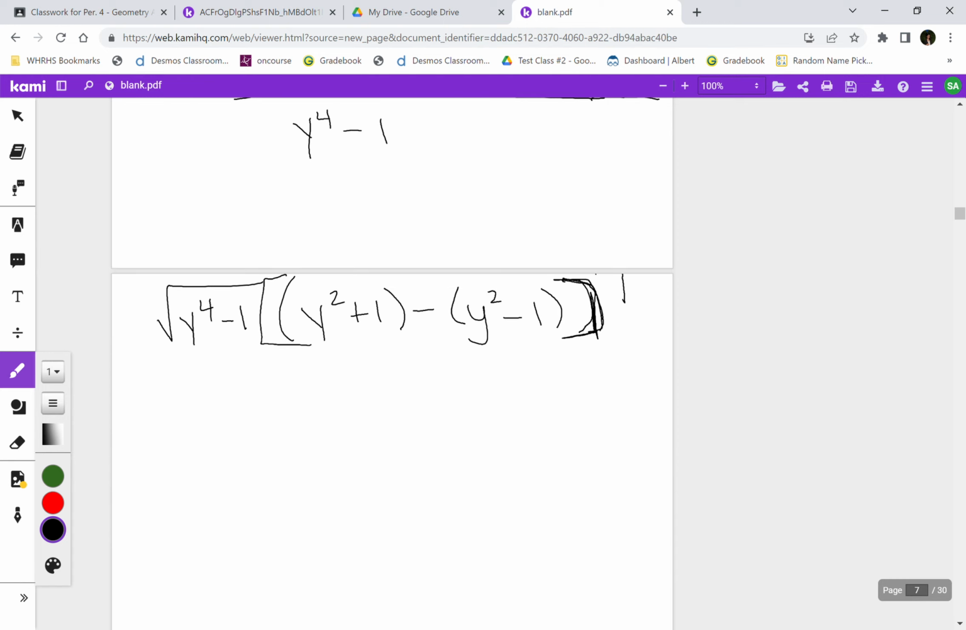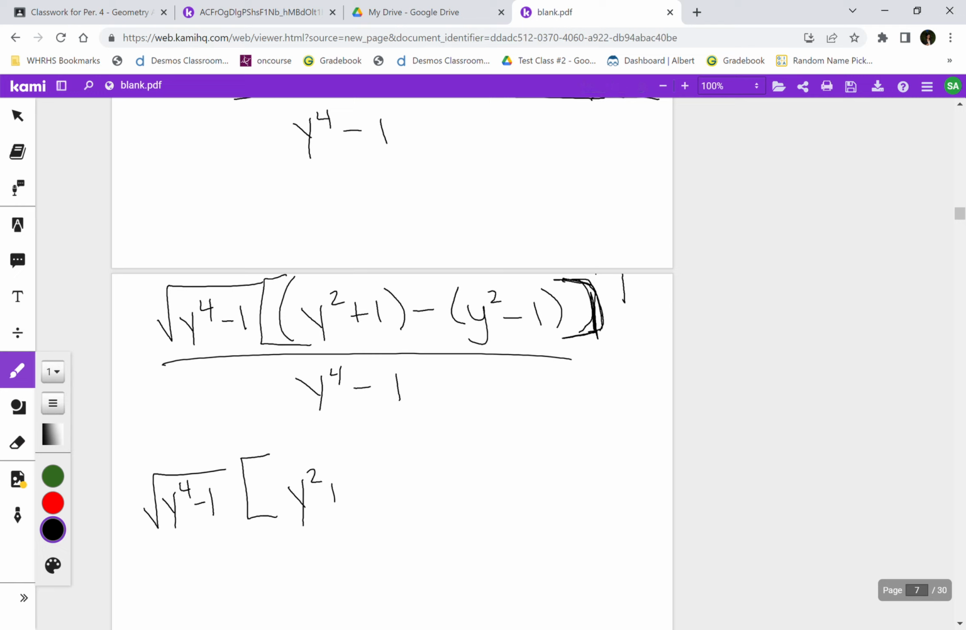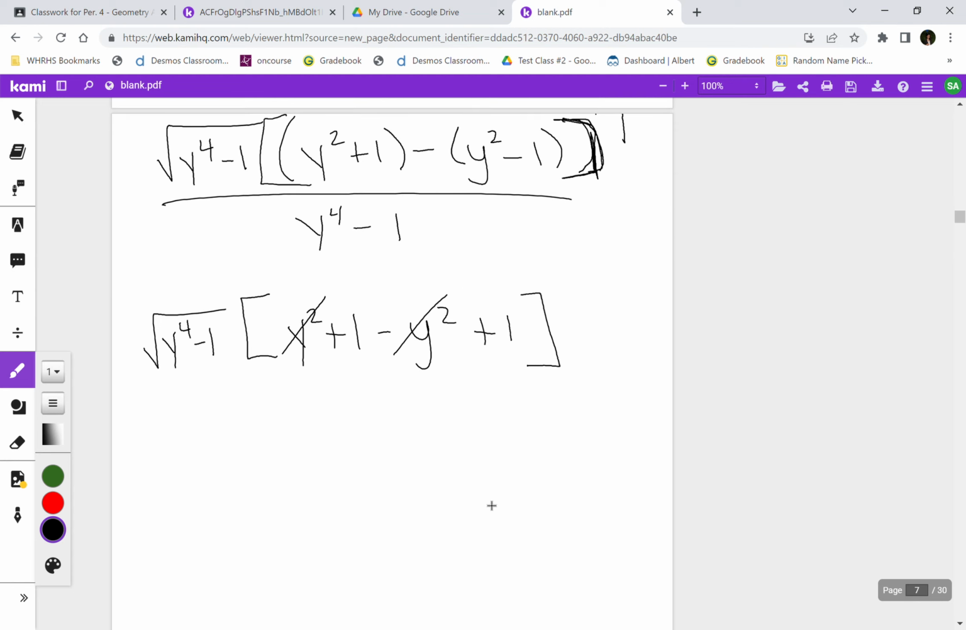Okay, so now we're going to have the all over y to the fourth minus 1. So now we have root y to the fourth minus 1, and then in the brackets, we're going to have y squared plus 1 minus y squared plus 1. The y squareds cancel. So now we're going to have 1 plus 1 is 2. So that's 2 root y to the fourth minus 1 over y to the fourth minus 1. If you did factor, that's like what you would have gotten with what Simon got, but it doesn't help, so we can just leave it.